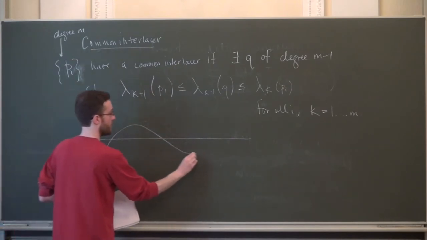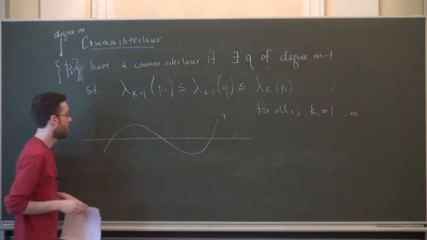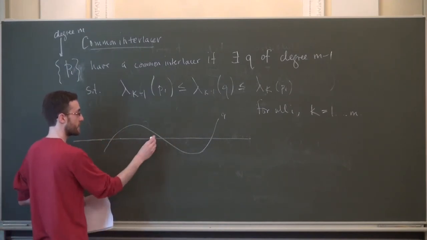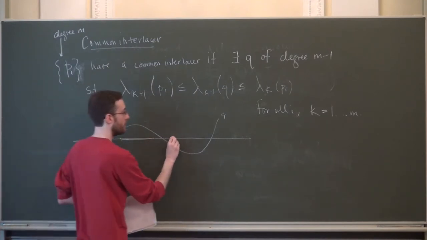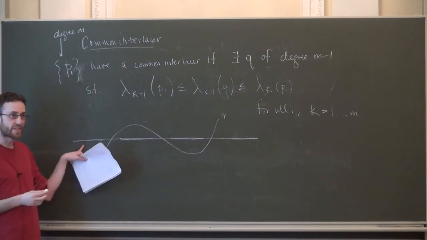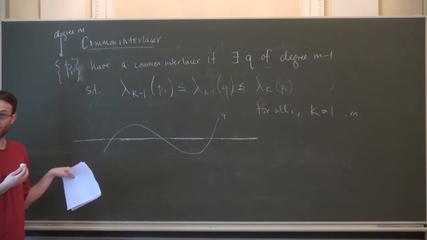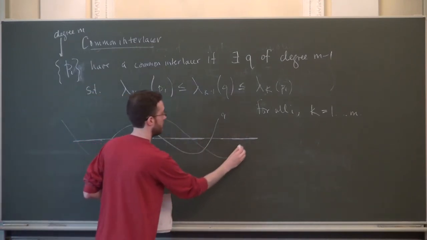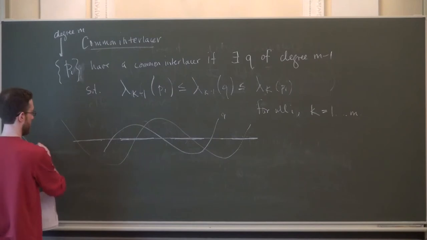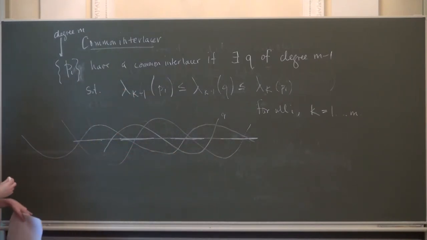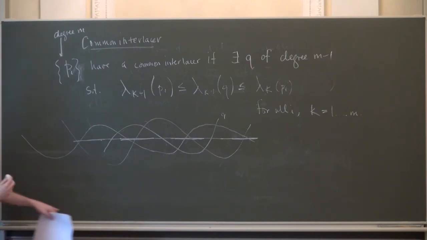If this is your common interlacer, Q, it means that Q separates the real line into M different intervals. And all of your Pi's have to have exactly one root in each of those intervals. Okay? So it has to look something like this and this. I don't know how I ended up being positive and the negative, but.